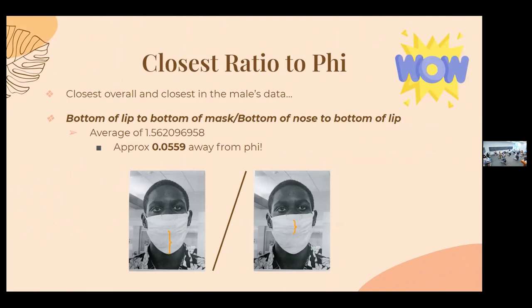So the closest ratio to 1.618 we found, the closest overall and the closest in the male's data, was from the bottom of the lip to the bottom of the mask divided by the bottom of the nose to the bottom of the lip. This had an average of about 1.56, which was only 0.0559 away from 1.618, which is really great. We actually got this ratio after experimenting with its inverse first: bottom of nose to bottom of lip divided by bottom of lip to bottom of mask. When looking at that, we saw the averages and the results were really close to 1/1.618. So we thought, how about we take the inverse to see if the results correlate with 1.618, and it did. And what you see here is a visual representation of the ratio that we tested out.